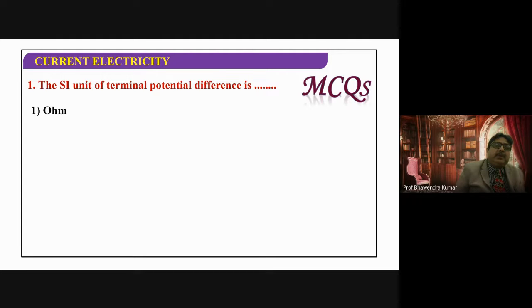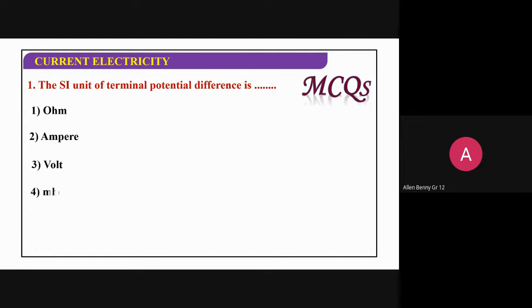What is the SI unit of terminal potential difference? Volt. Very good.